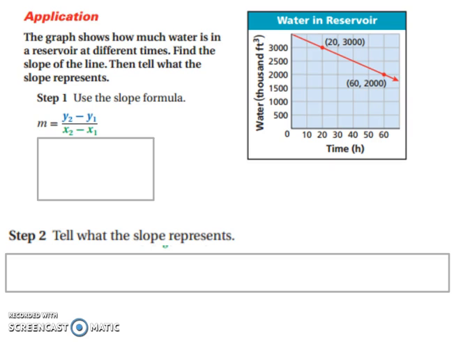Alright, so let's try an application. The graph shows how much water is in a reservoir at different times. Find the slope of the line. Then tell what the slope represents.